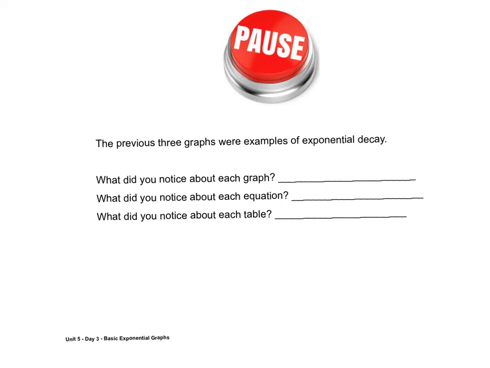What do you notice about each graph? Well, each graph had a horizontal asymptote at y equals 0, and each graph went through (0, 1). Every single one had the exact same equation for asymptote and y-intercept at that point (0, 1). Okay, what do you notice about each equation? That they all had a base and then an exponent.